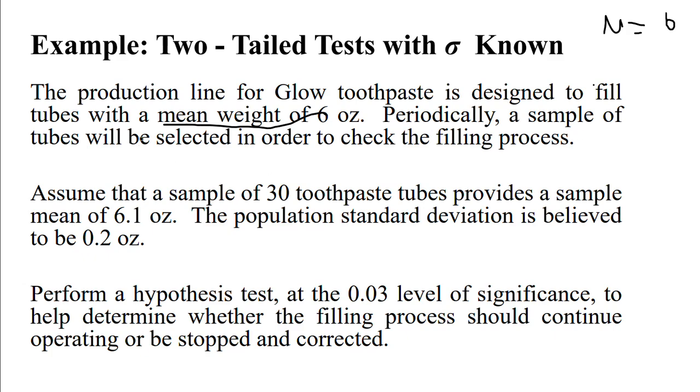Periodically, a sample of tubes will be selected in order to check the filling process. Assume that a sample of 30 toothpaste tubes, right? So we have our sample size given to us, and our sample size we represent as n, and that has been given to us to be 30 toothpaste tubes. So our 30 toothpaste tubes provide a sample mean of 6.1. We represent sample mean as x bar, and according to the scenario, the sample average is 6.1.